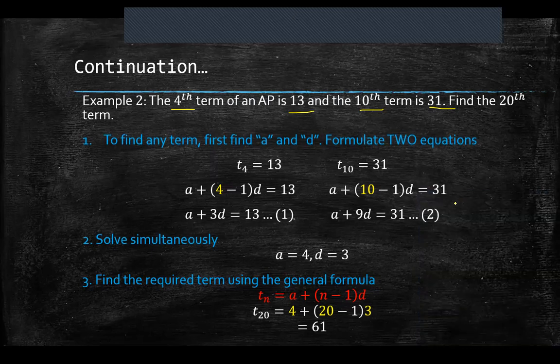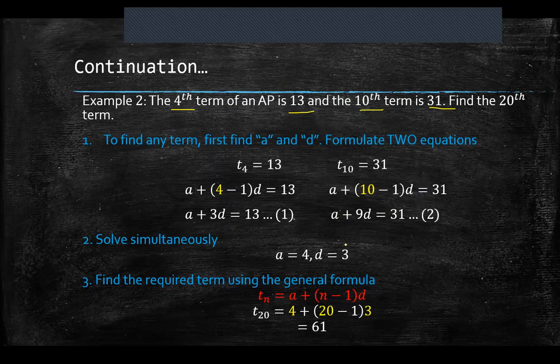Okay, cool. So anytime you see a question like this, just know you need to find the A and D, so you need to solve simultaneously, right? I simplify this a little bit. So I get A plus 3D is equal to 13. That's my first equation. My second equation simplifies to A plus 9D is equal to 31. If I solve these simultaneously, meaning you could use substitution or elimination, you would get A is 4 and D is 3.